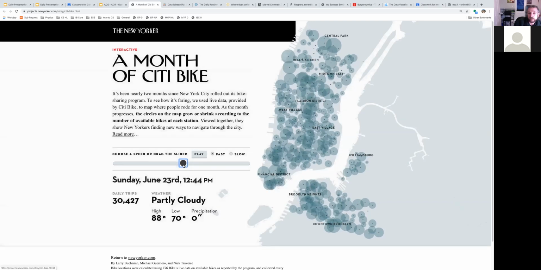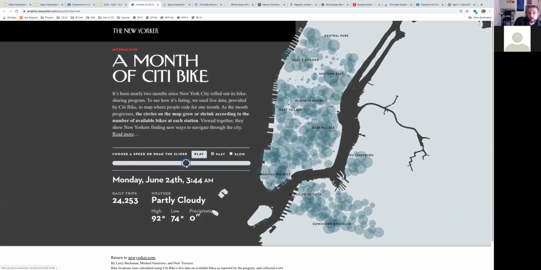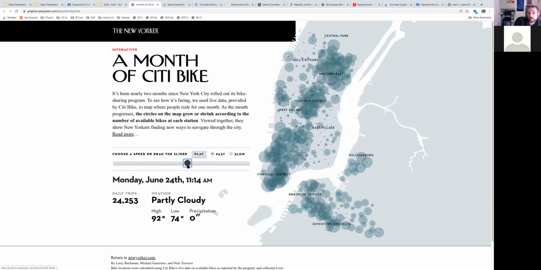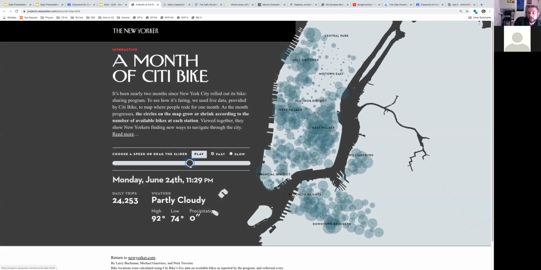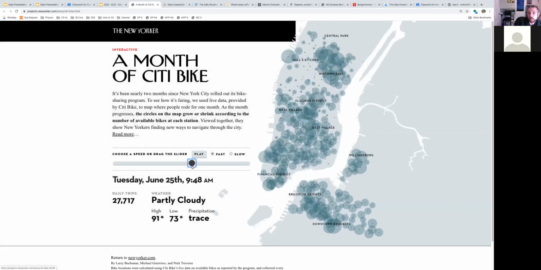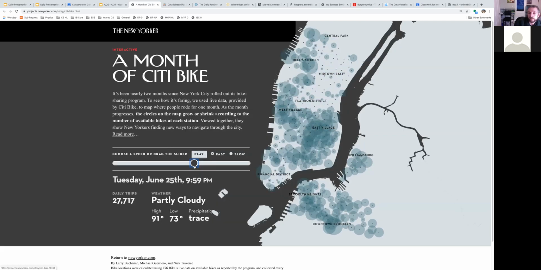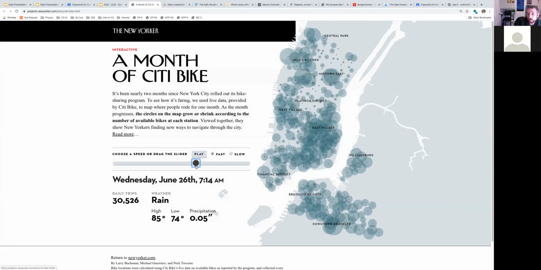And this can help government officials make policies about maybe where they should put bike lanes. This could help the company itself figure out where they need to redistribute bikes over the course of the day. Because that's what they do, is they'll take bikes from certain bike stations and maybe move them to other bike stations.